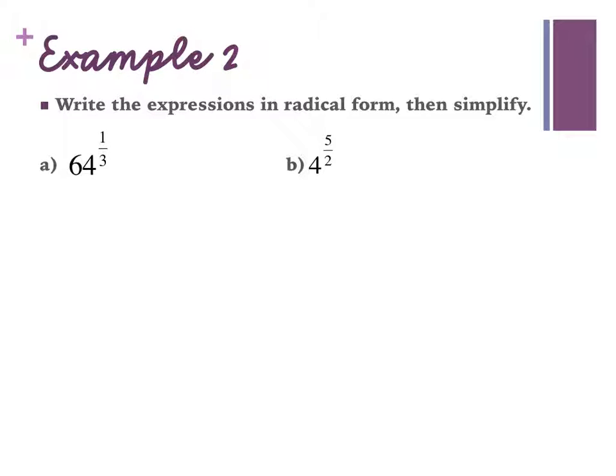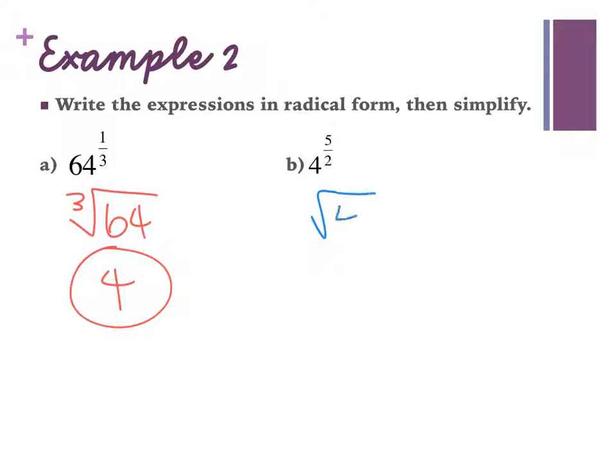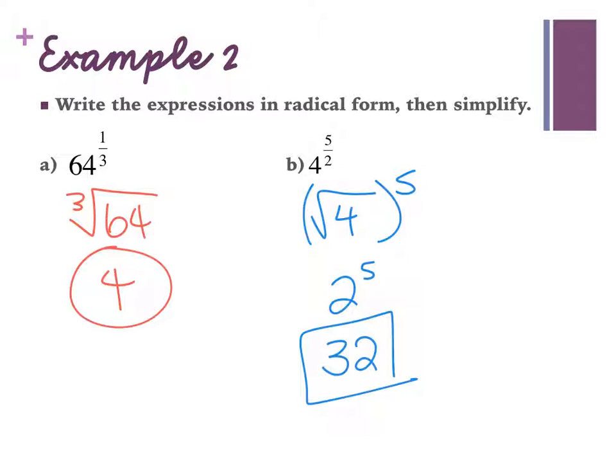All right, so what is the 64 to the 1/3 written as in radical form? Cube root of 64, which becomes 4. Okay, and 4 to the 5/2 becomes what? Good. So you don't need the index of 2 on there. When you've got a square root, it's implied, okay? But if you write it, I'm not going to mark it wrong. And then the square root of 4 would be what? 2, and 2 to the 5th is 32. Questions on those? Those weren't so bad, right?